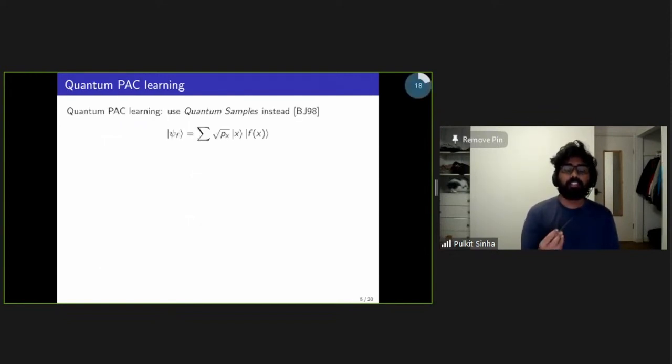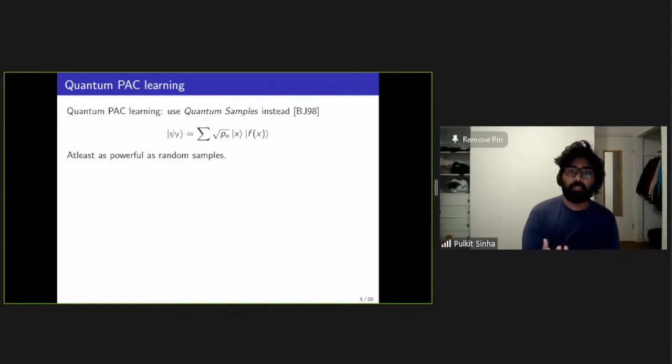Bshouty and Jackson considered the quantum version of this PAC learning problem, where instead of random samples, they considered quantum samples, which are defined as here. The quantum sample corresponding to f is just the superposition of |x> tensored |f(x)> with amplitude square root of p(x), where p(x) is the probability of drawing x in the original hidden distribution. Note that on standard measurement, this just gives you the random samples in the case of classical PAC learning back. So these quantum samples are at least as powerful as random samples, in the sense that any algorithm that uses random samples can be modified to use quantum samples instead.